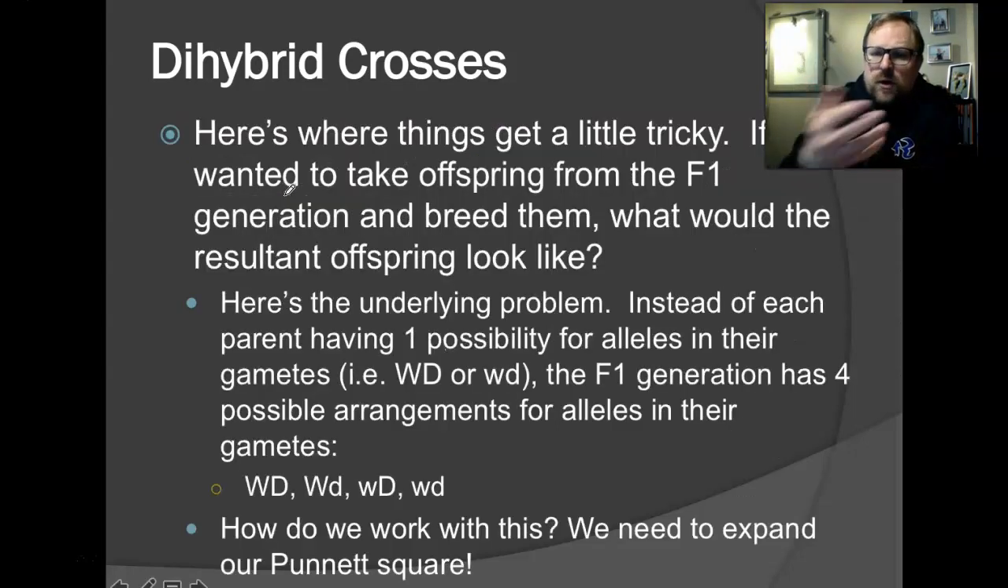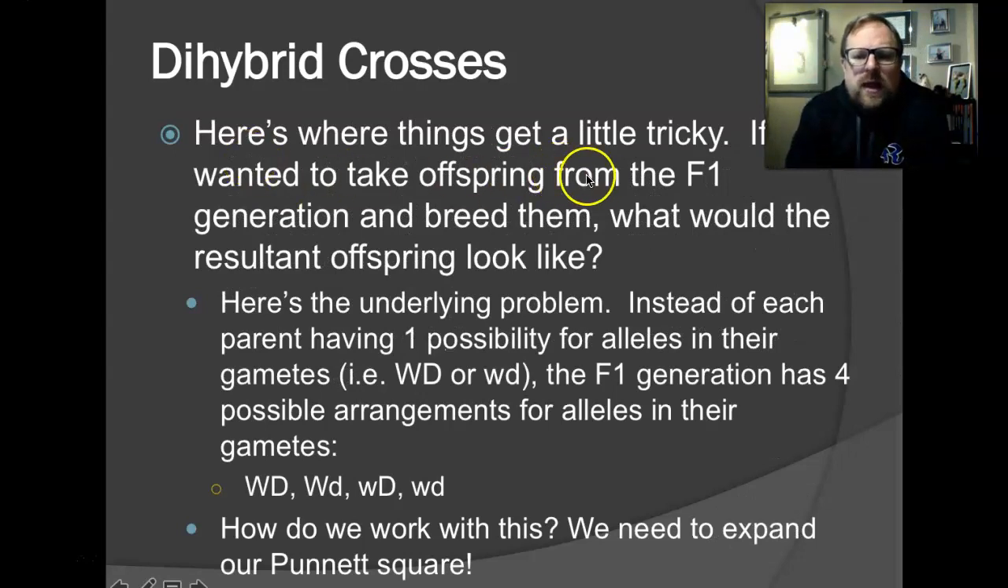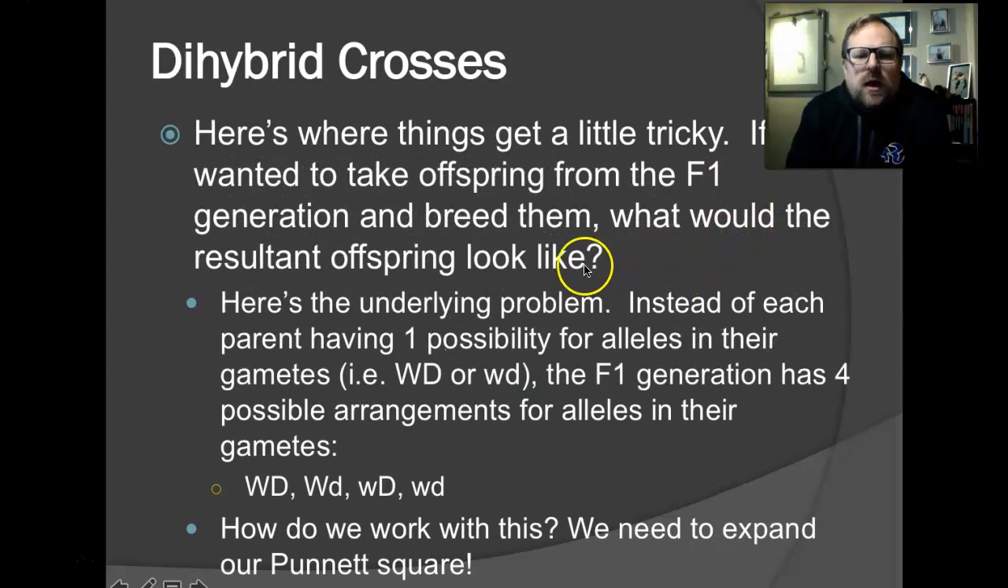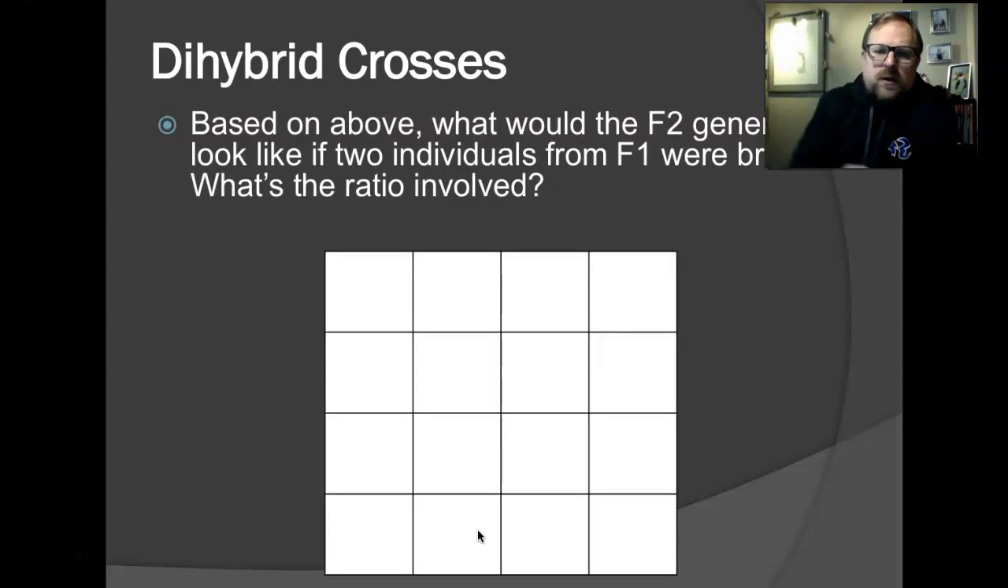moving on to this, this is where things get a little bit tricky. If we wanted to take offspring from the F1 generation, that was the individuals we put in here, and breed them, what would the resultant offspring look like? So here's the problem. Instead of each parent having one possibility for their alleles, like we saw in the first example, each of those F1 individuals has 4 possible arrangements, like we talked about on that slide with all the pea pods on it. These are the 4 possible arrangements. So we need to expand our Punnett square to accommodate all of those possibilities. Okay?